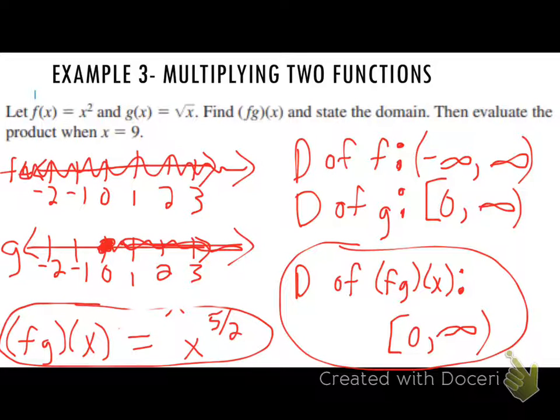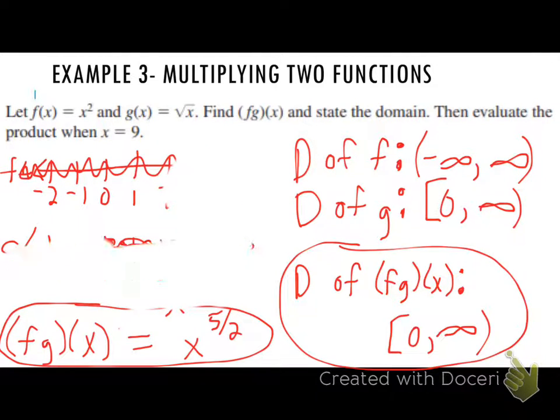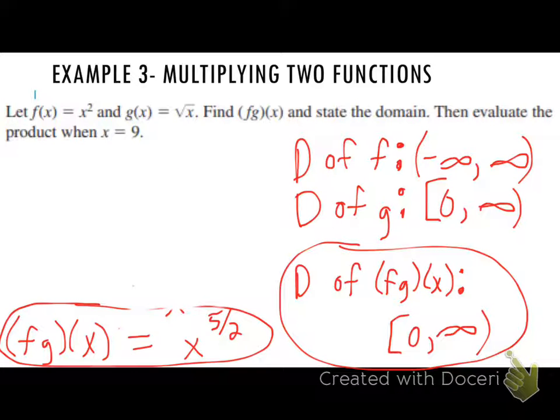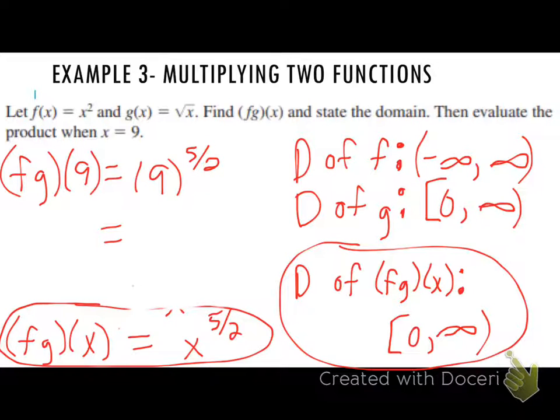Can I erase my two graphs? Because now I have to find f times g of 9. So I'm just plugging into my new function f times g of x. So I get 9 to the 5/2 power, which if I type that in my calculator, I get 243. So f times g of 9 is 243.